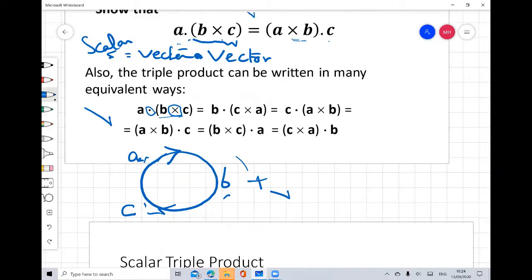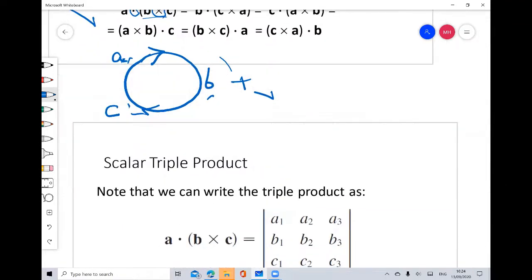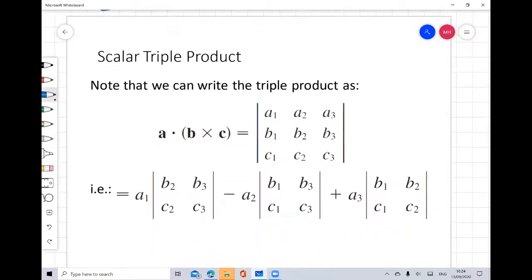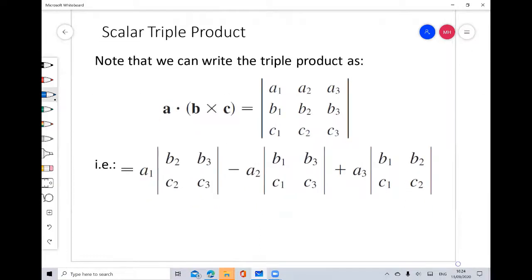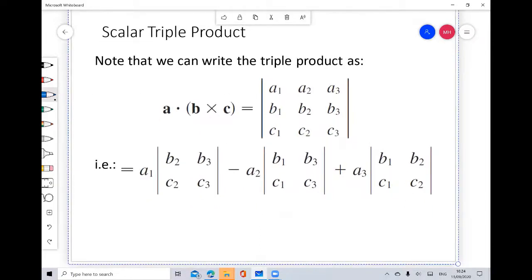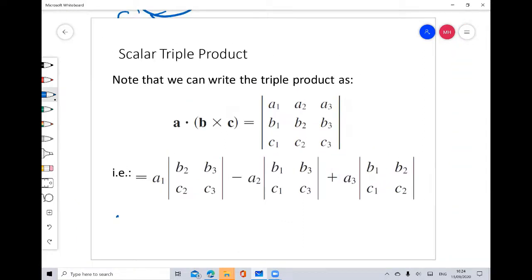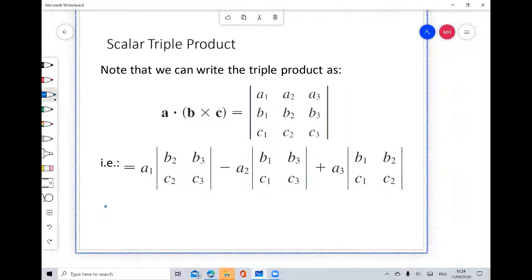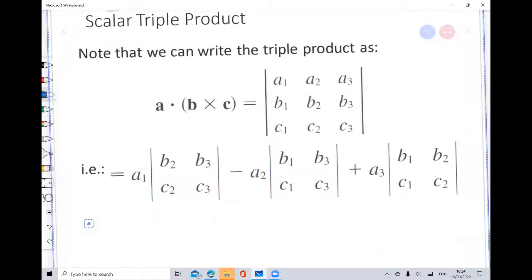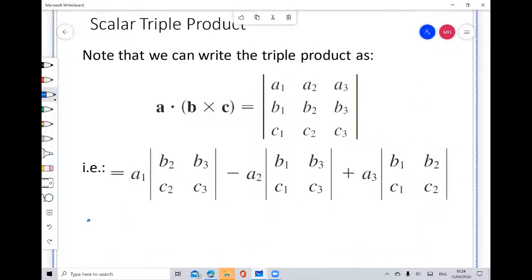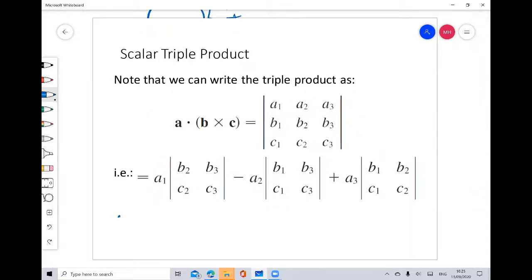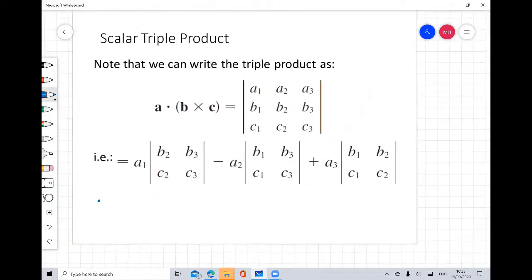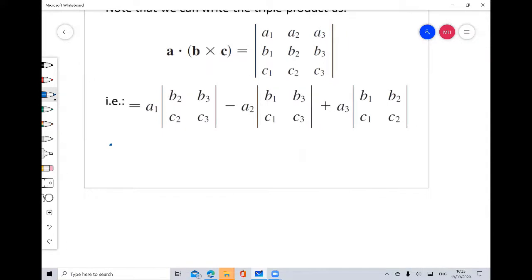Why is this so? What is the proof of this relation? Actually, the proof is simple using determinants. We saw before the cross product B cross C. Let's look at this part of the vector, the operation B cross C.